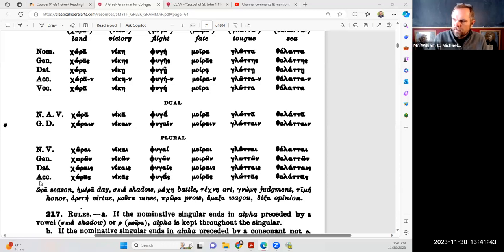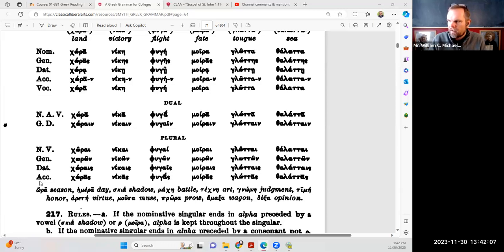So now you can look at that chart and say, okay, it looks confusing at first, but it's actually not that confusing. It's just showing us the different endings for the different cases and forms. And these are all first declension nouns. Okay, you got that? Now, I'm not asking you if you know it all now. I'm not asking if you can recognize all of those things immediately.